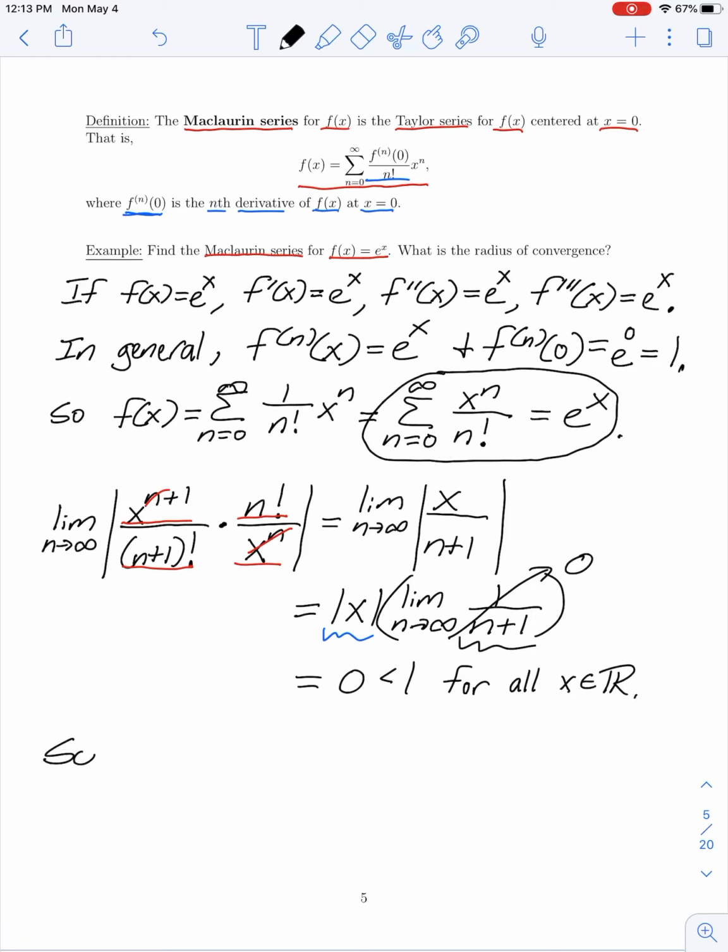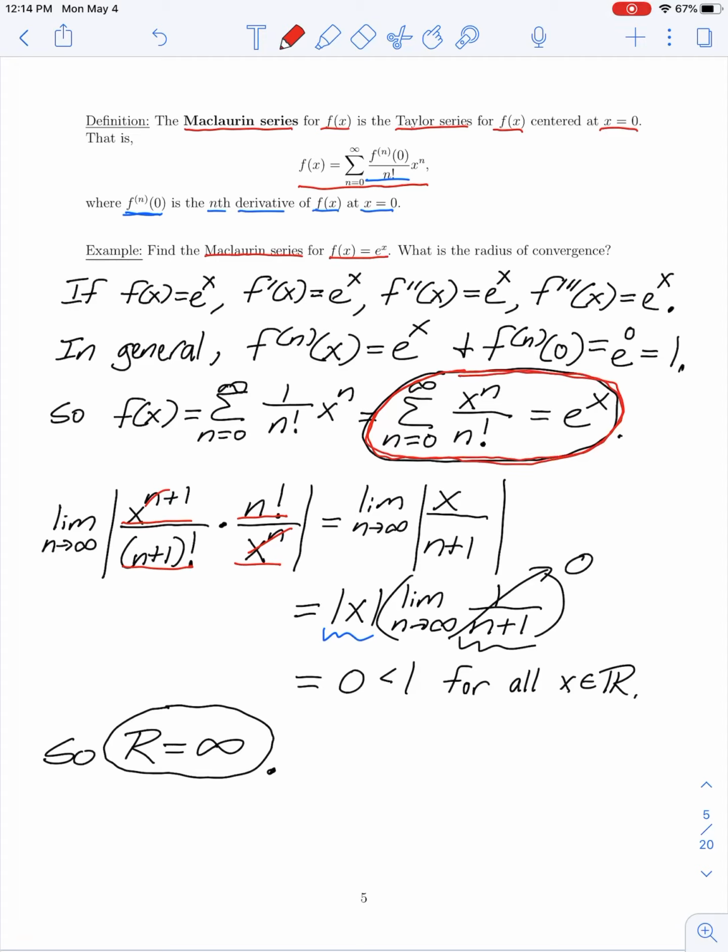So we can say that our radius of convergence is then infinite. This power series converges for every value of x on the real number line, so the interval of convergence is negative infinity to infinity, and our radius of convergence would be infinite. So what that means is that this power series expression that we found for e to the x is valid for any value of x.